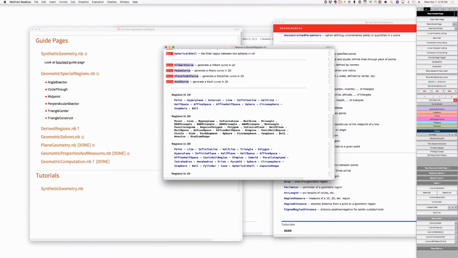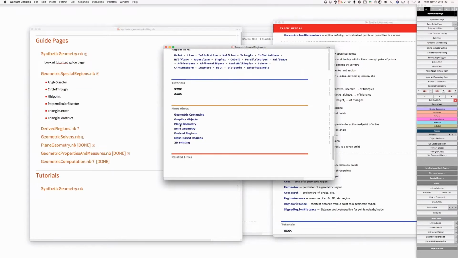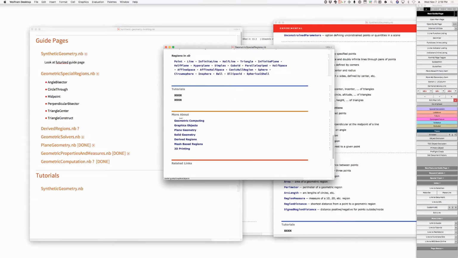But it's a fine line, right? You can fill the page with all the stuff you want. All right, let's just point this page to the synthetic geometry page. So should we put synthetic geometry here?